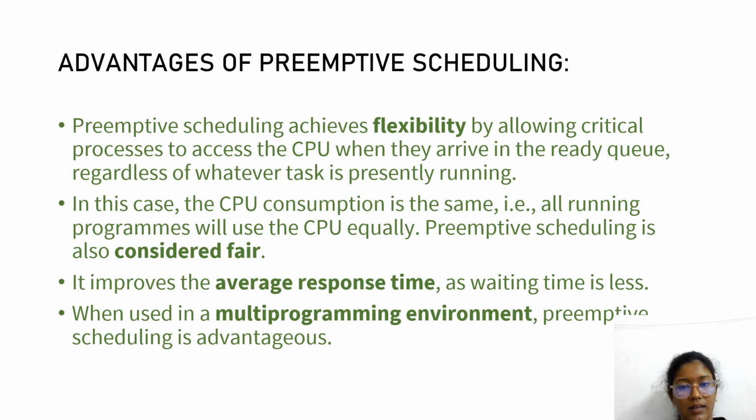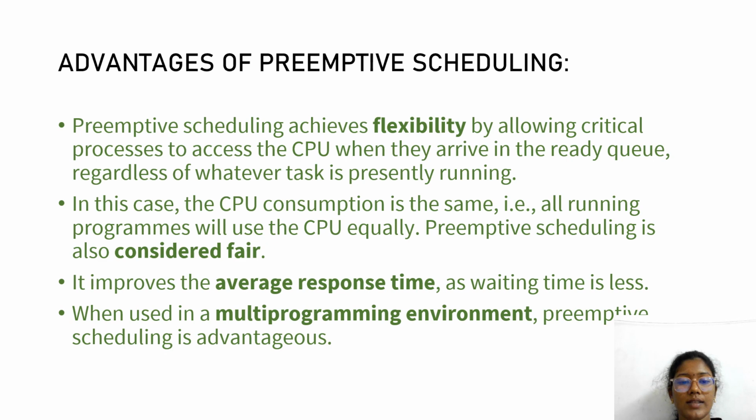And here are some advantages of preemptive scheduling. Preemptive scheduling achieves flexibility by allowing critical processes to access the CPU when they arrive in the ready queue, regardless of whatever task is presently running. In this case, the CPU consumption is the same. That is, all running programs will use the CPU equally.